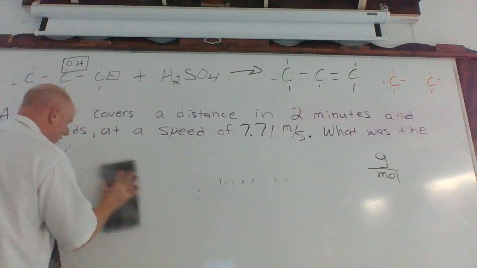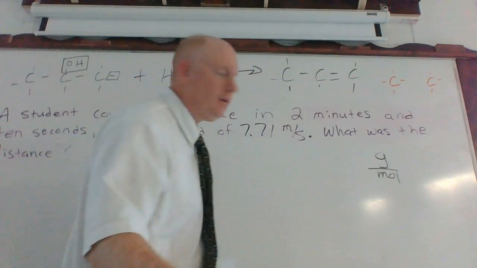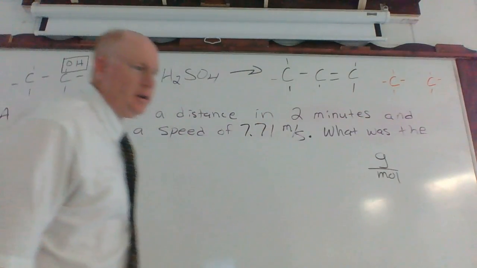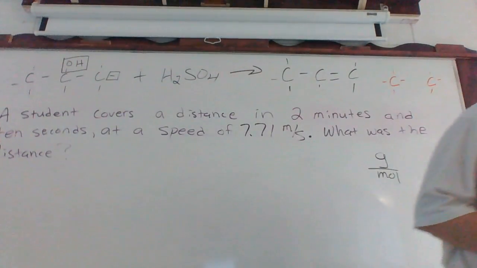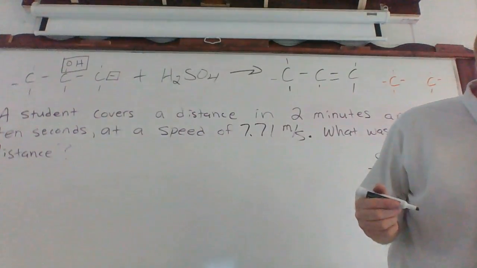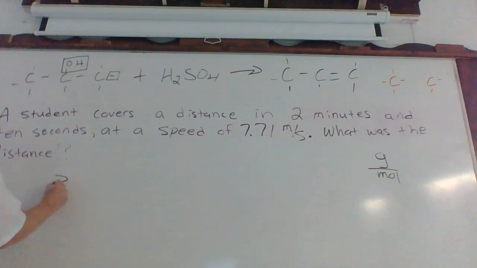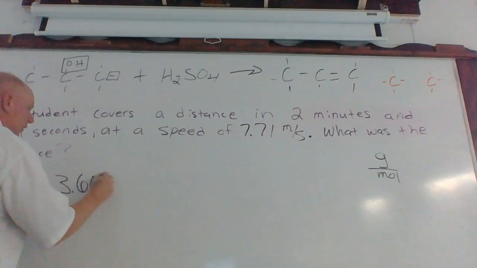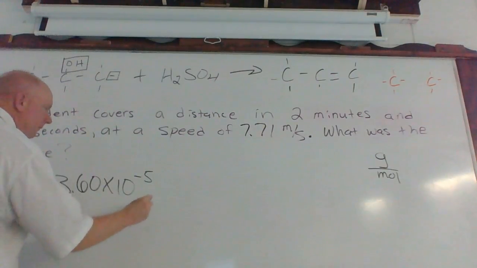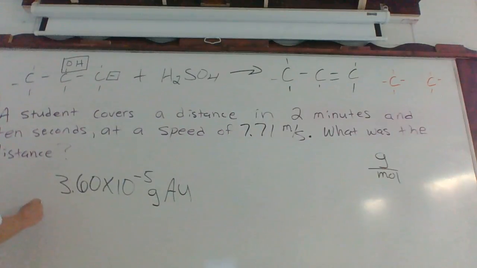Okay. Now, we are starting with 3.60 times 10 to the negative 5th grams. 3.60 times 10 to the negative 5th. Okay? And that's grams of gold. Okay?